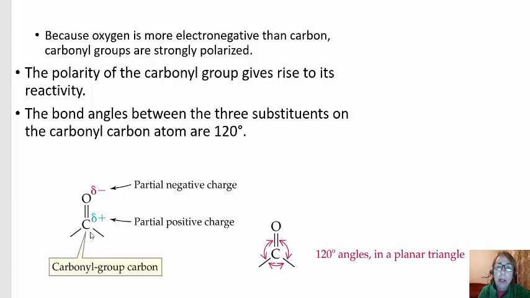Another thing to keep in mind is the geometry of the carbonyl group. Because there's a double bond between carbon and oxygen and 2 other single bonds on that carbonyl carbon, this carbonyl carbon has a trigonal planar geometry, and the bond angles are always going to be 120 degrees.